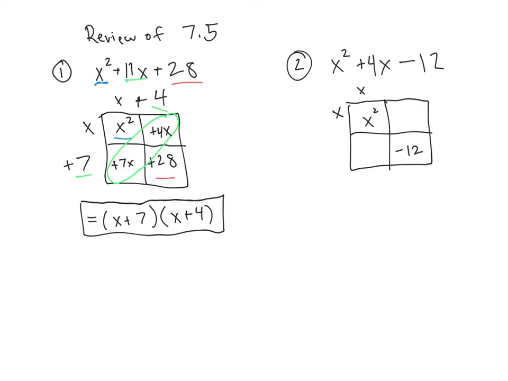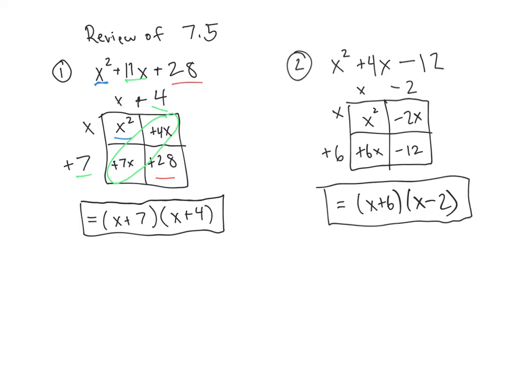So in the end here, I needed two numbers that multiply to negative 12 and add to 4. Those numbers are plus 6 and minus 2, because plus 6 times a negative 2 makes negative 12, and 6 and negative 2 add to positive 4. 6x and minus 2x are going to add to 4x on that diagonal. So what I'm left with then is x plus 6 times x minus 2. Hopefully you're able to enter that as your answer on this one.